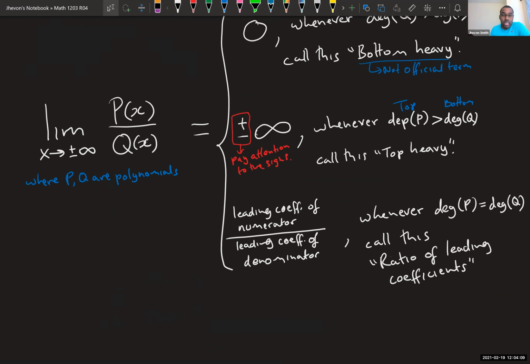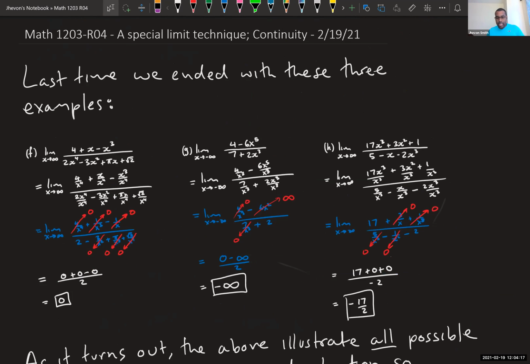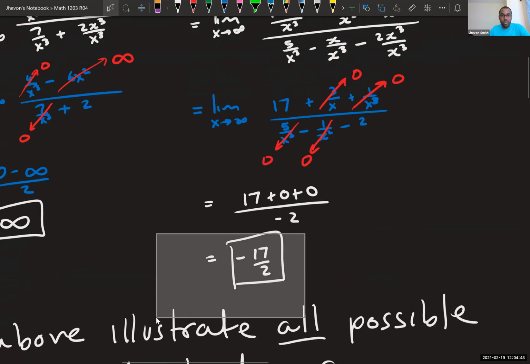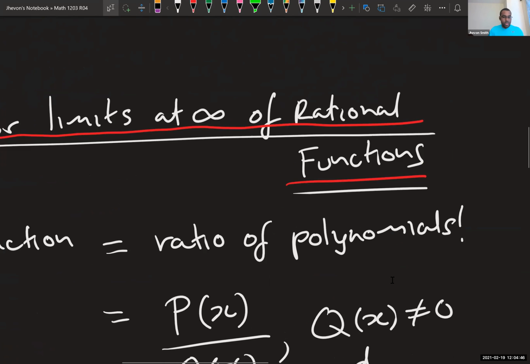So the answer is going to be the leading coefficient of the numerator divided by the leading coefficient of the denominator. You will notice that that is what happened in this last example. Here, I notice the highest power on top is 3, highest power on bottom is 3. The degree is 3 in both the top and bottom. They have equal degrees. So what that means is I need to find the leading coefficients. The leading coefficient in the top is the 17. The leading coefficient in the bottom is -2. So what is the answer? 17 over -2, right?